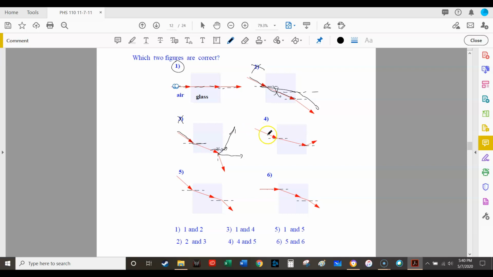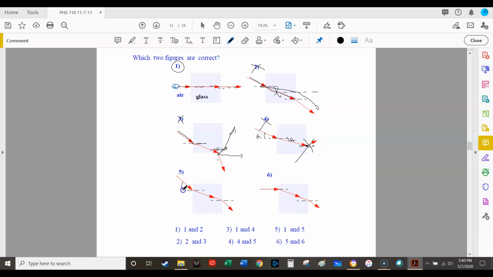Number 4 does seem like it's coming in along an incident ray, and it does bend towards the normal, but again, it's showing that it's reflecting off of that imaginary normal line, which can't happen. So number 4 is incorrect.